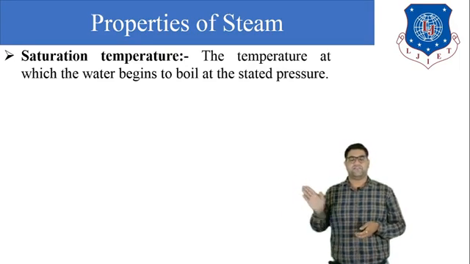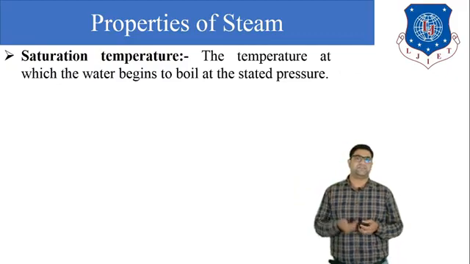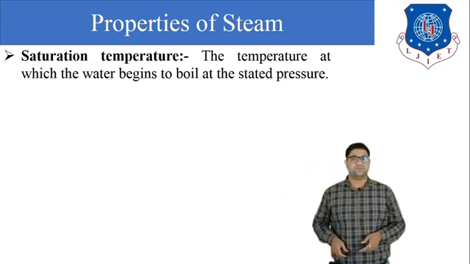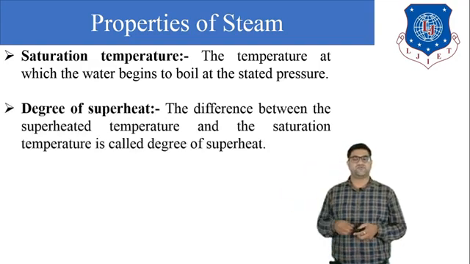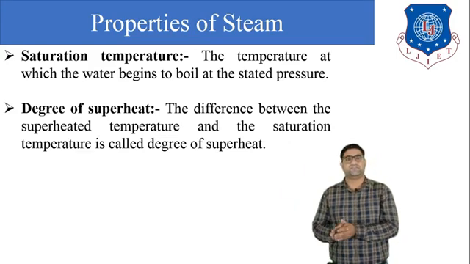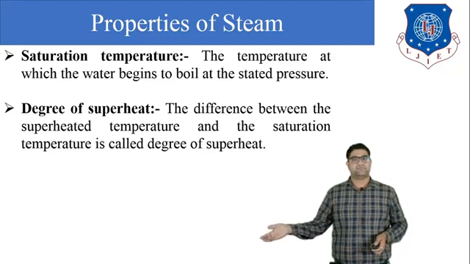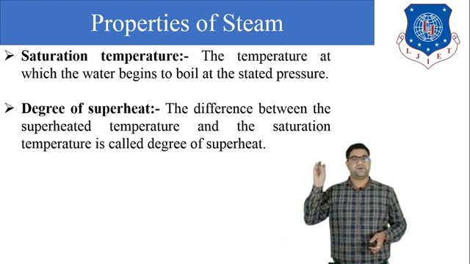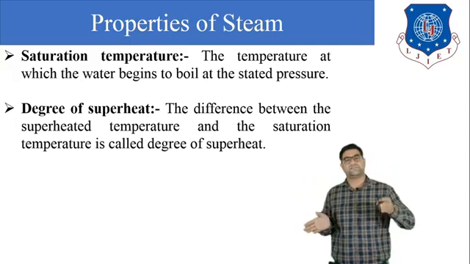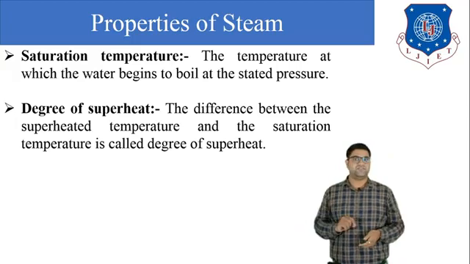Now this is the definition of saturation temperature. The saturation temperature is the temperature at which water begins to boil at a given pressure. The next definition is the degree of superheat. The degree of superheat is the difference between the superheated temperature and the saturation temperature. Taking the same example, the superheating temperature is 150 degrees Celsius and the saturation temperature is 100 degrees Celsius. The difference, 150 minus 100, is 50 degrees, which is the degree of superheat.